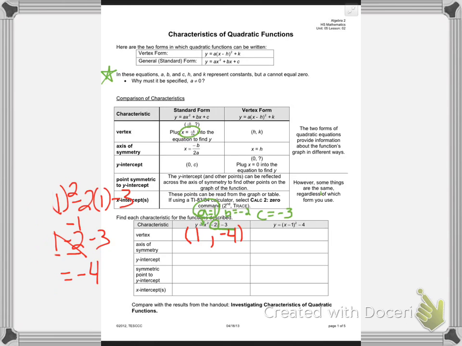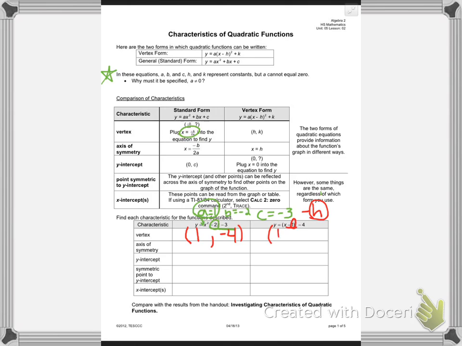Okay? The advantage on this other part is that it's already written for me. Okay? So then I get y is equal to x minus 1, well, minus 1 is the form. This is supposed to be minus h. So my h is 1. Okay? And then negative 4 is my k. So then I get my k, negative 4.